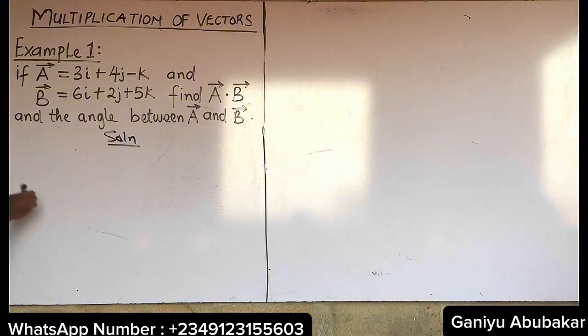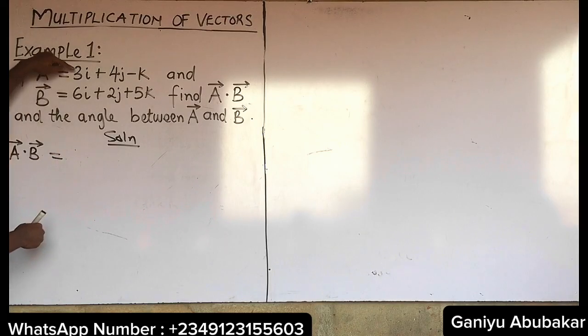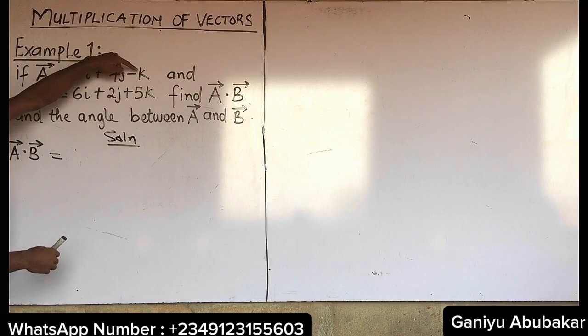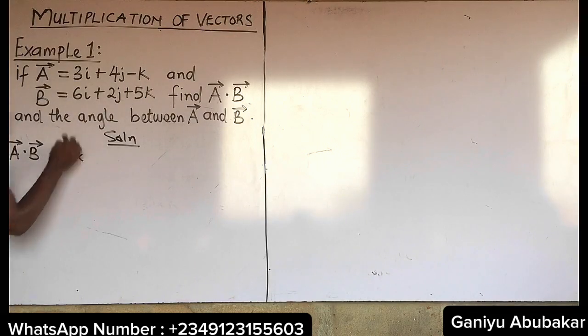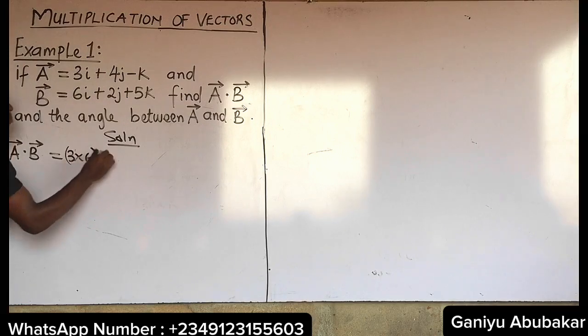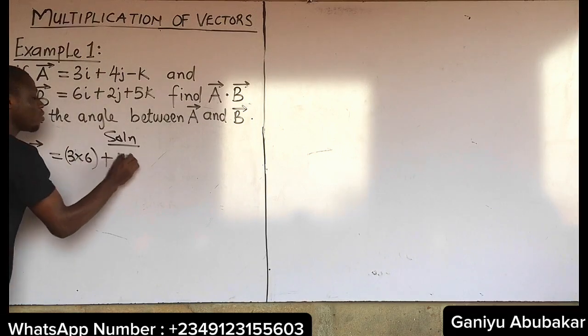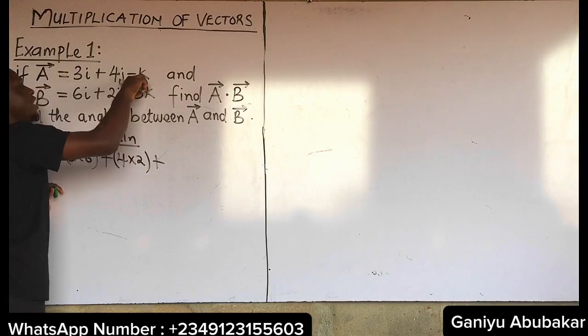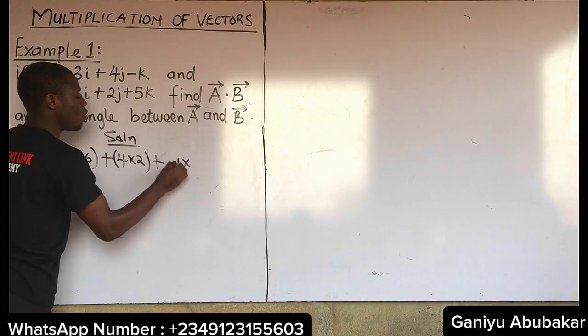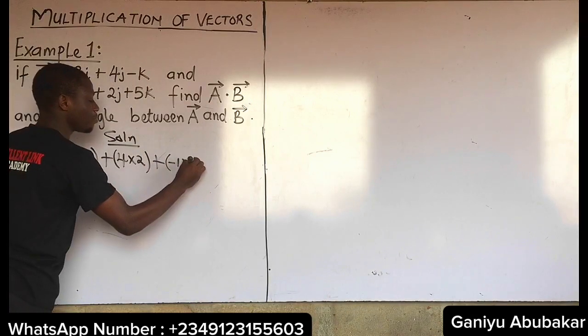So the dot product of vector A and vector B will be equal to, we said the idea is that multiply this one with this, multiply this with this, multiply this one with this. So I'm having 3 times 6 plus 4 times 2 plus the coefficient of k here is -1 times 5.